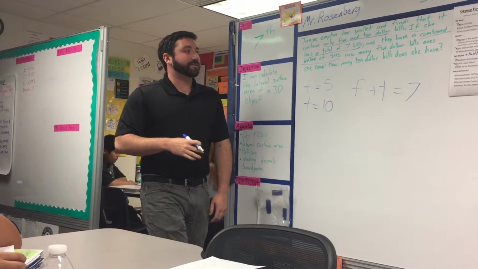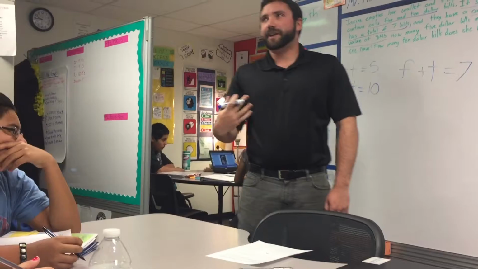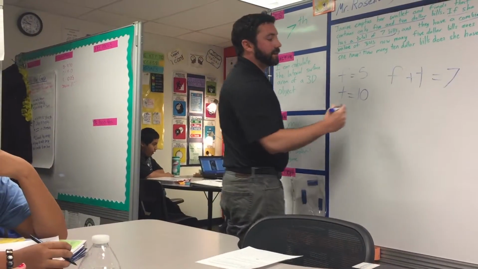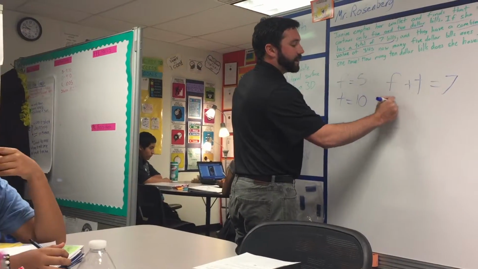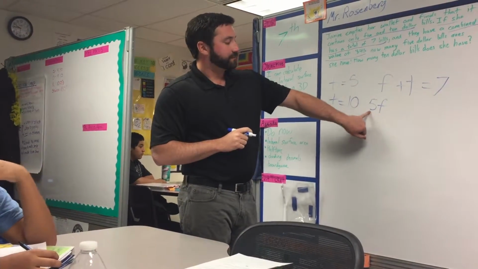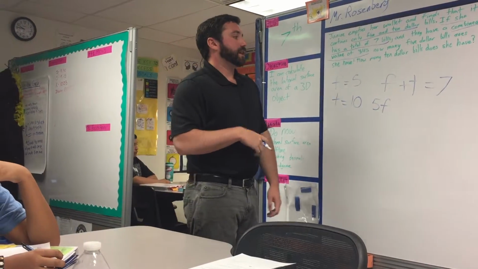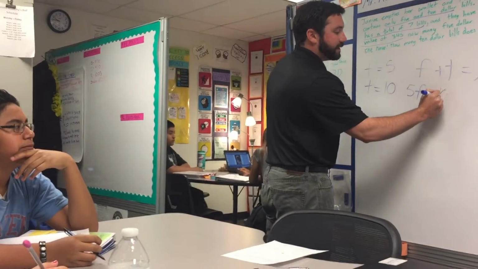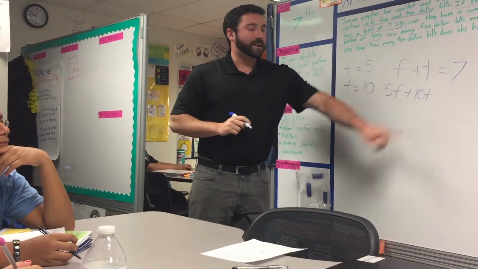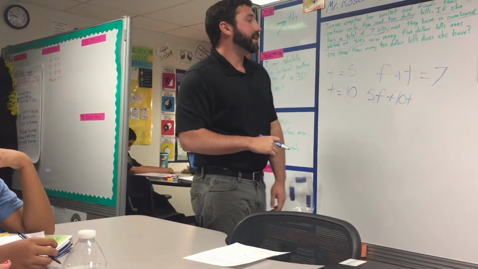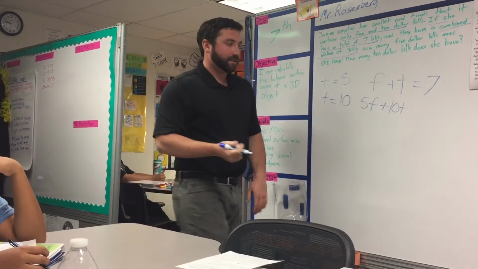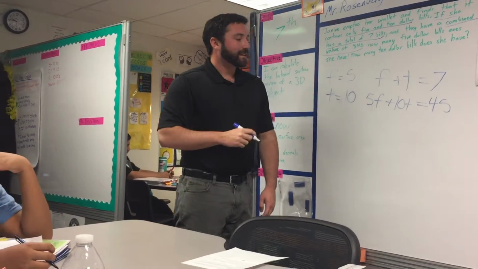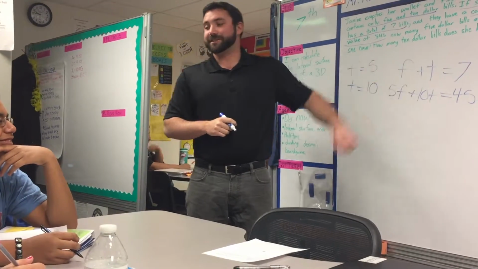All right, now we need an equation for our value. So how much is a $5 bill worth? $5. So we could say that 5F, right? So for every $5 bill, it's worth $5. And then plus 10T, because $10 of value for every $10 bill, right? And then how much does she have in total? $45. Okay. So we have our two equations, right?